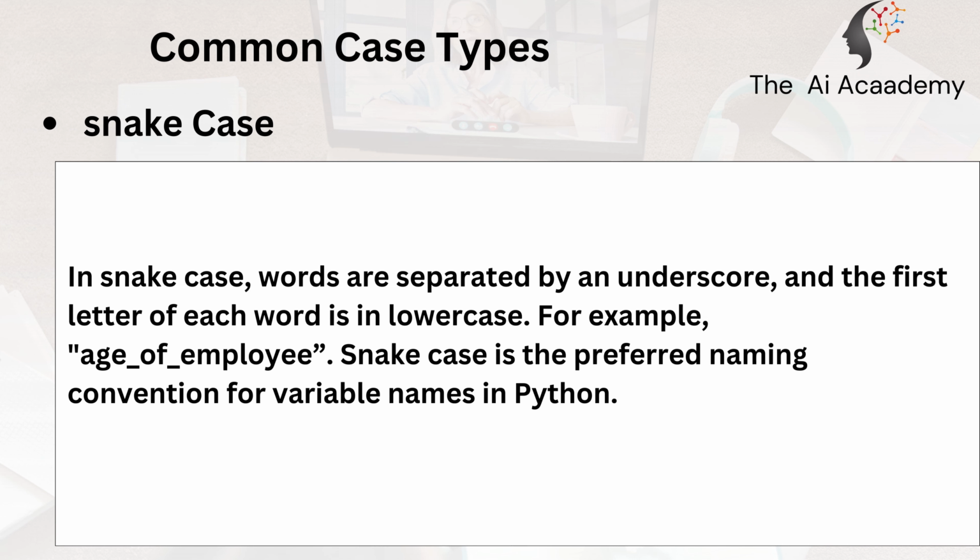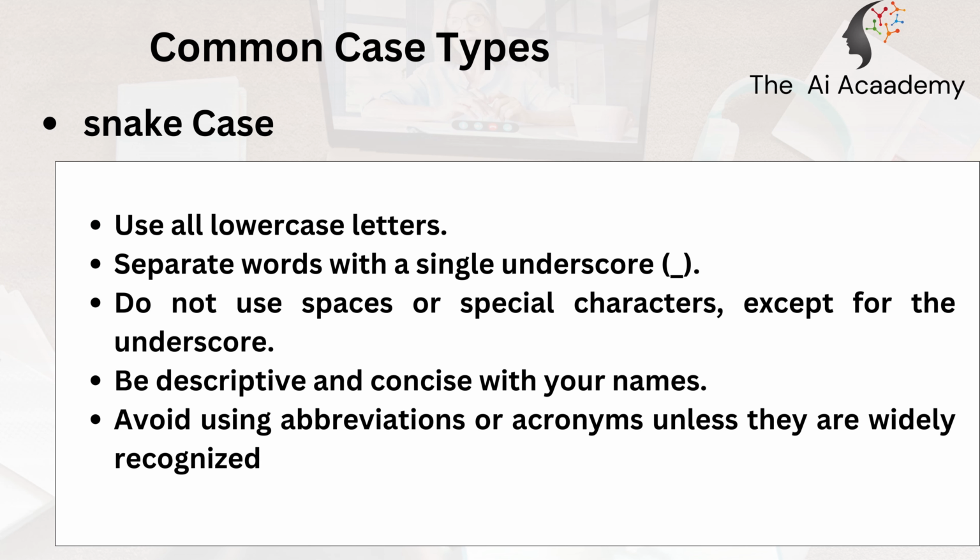Second is snake case. In snake case, words are separated by an underscore, and the first letter of each word is in lowercase. For example, age_of_employee. Snake case is the preferred naming convention for variable names in Python. To follow the snake case naming convention in Python, you should adhere to the following guidelines.